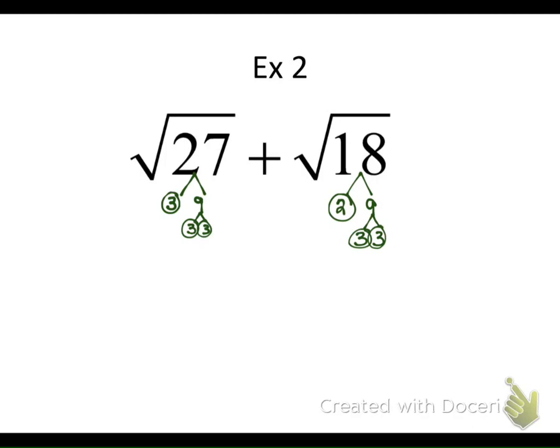The second thing you're going to do is come down, and right underneath it I'm going to put my equal sign, and I'm going to put my prime factors under my square root sign. So what are my factors for 27? 3 times 3 times 3. What operation sign do I bring down? Addition. And then I'm going to put my square root, and I'm going to put my factors of 18 under my square root sign right below it. So it's going to be 2 times 3 times 3.